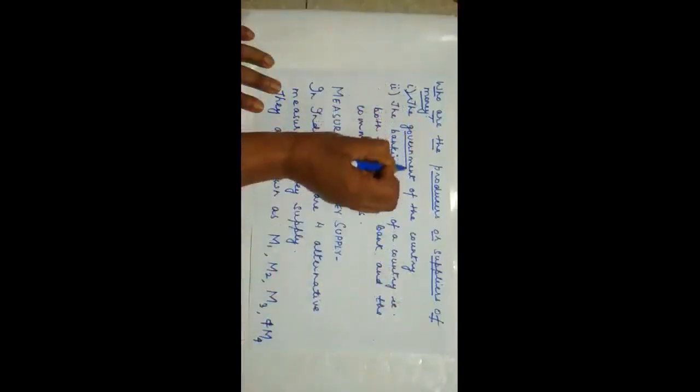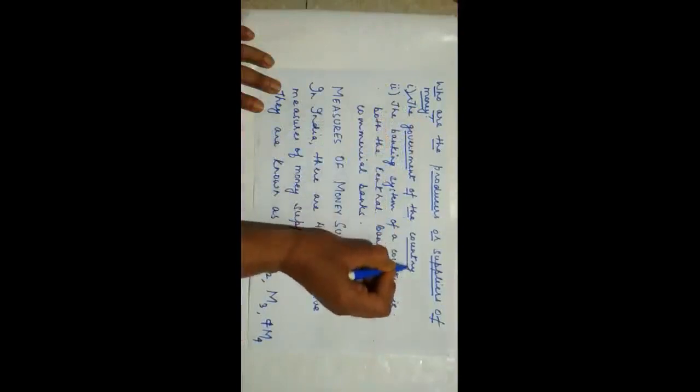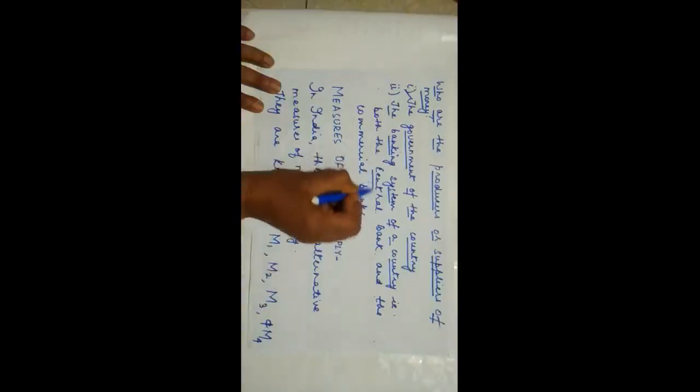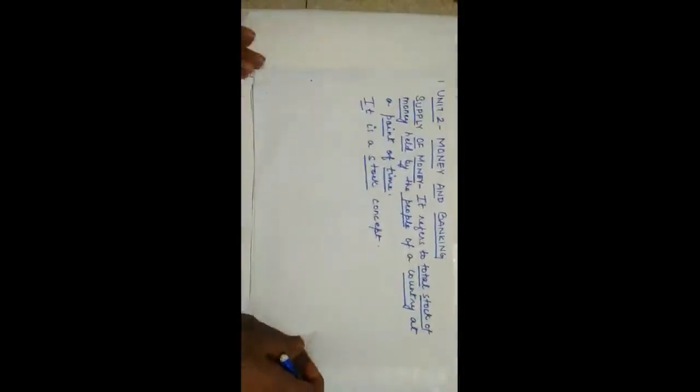Next is, who are the producers or suppliers of money? This is a very important question. I told you, the government of the country is the supplier of the money. Next is the banking system of our country. They are the suppliers of the money. And the banking system includes the central bank and the commercial bank. There are two types of banks. We'll say who are the producers of money.